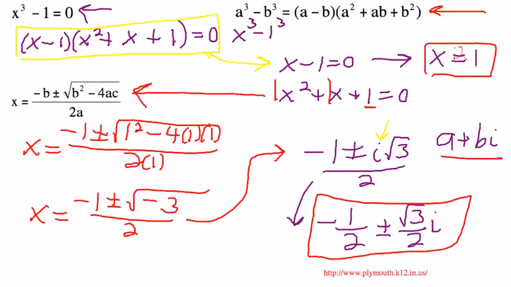So my three answers are x equal 1 and x equal negative 1/2 plus or minus root 3 over 2 i. These are two answers right here, and this one right here that I'm pointing at that you can't see me point at, but there it is. That's one answer. Here's the other two answers, and I hope you found this helpful.